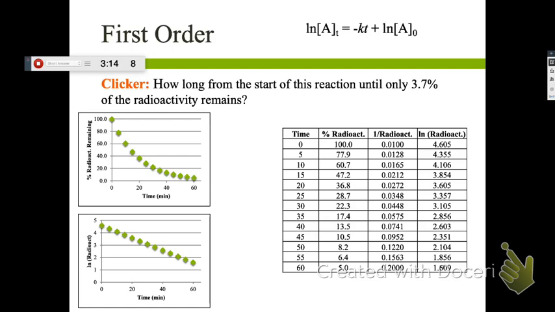So we know that between this time, and we can pick any time, right? We could pick the first and the last time. Time is 60 seconds. ln of A naught, ln of A at time t. We know the time, the only unknown is k. Right? So you guys can solve for your rate constant k. And then if you know the rate constant k, you can apply that to any other scenario. For instance, if you start with this and you end with 3.7%.